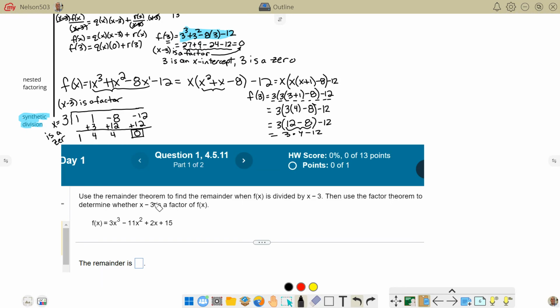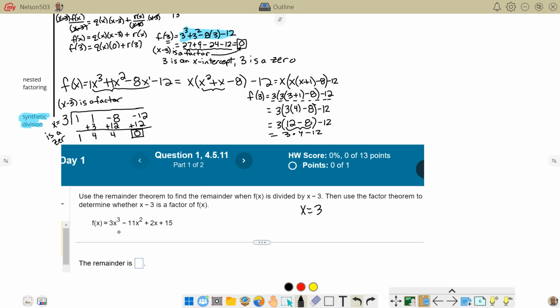It says use the remainder theorem to find the remainder when f of x is divided by x minus 3. So what we were saying is if you take x minus 3, that means we're going to plug in x equals 3, just like I did in my notes. And whatever the function comes out to be, see this came out to be 0 right there, that's our remainder, okay?